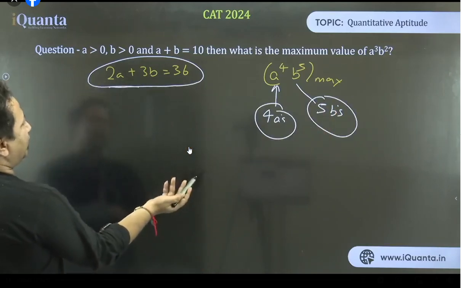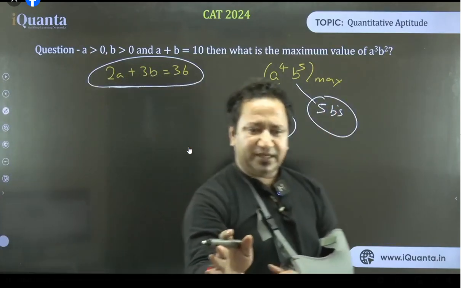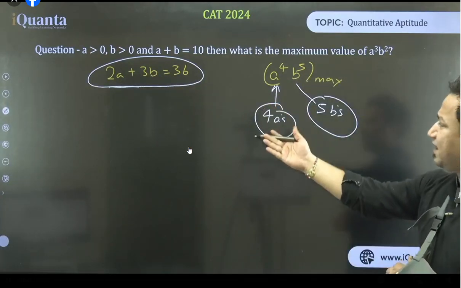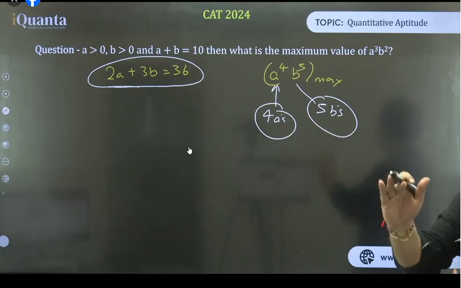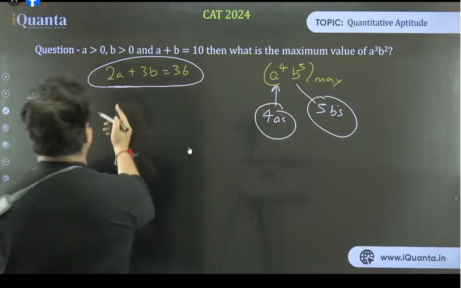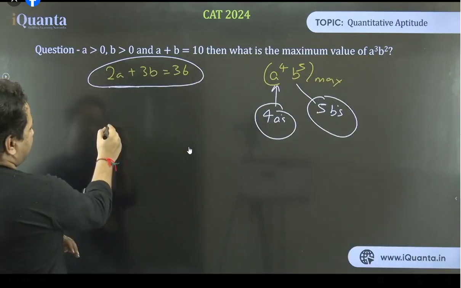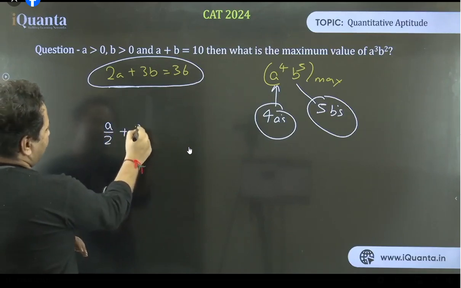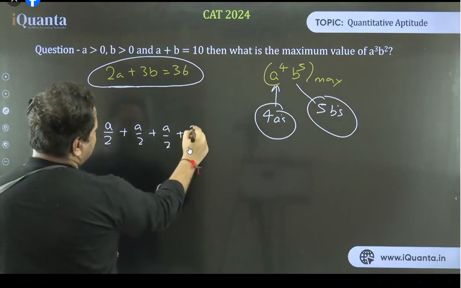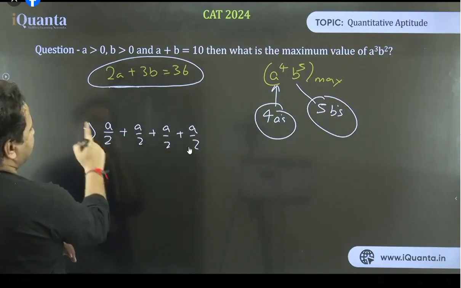Where from can I get that? All I have is 2 a's and 3 b's. Listen to me carefully. All I have is 2 a's and 3 b's, but I require 4 a's. So I need a 4 times, how will I do it? The only way is dividing 2a into 4 equal parts. So 2a by 4 is a by 2, so I'll have a by 2 plus a by 2 plus a by 2 plus a by 2. The same equation has been rewritten as this.